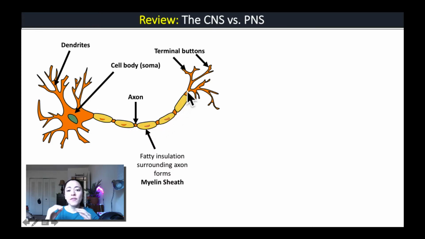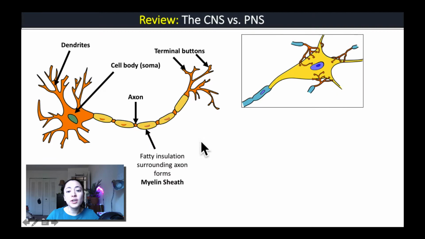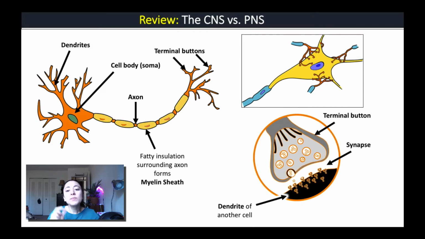Axons usually have fatty cells wrapped around them. These fatty cells form something called a myelin sheath that insulates the axon so that it can transmit a faster electrical signal. At the end of the axon are small knobs called terminal buttons. The terminal buttons release neurotransmitters onto the dendrites of other neurons, therefore passing the signal along. The little space between the terminal button of one neuron and the dendrite of another neuron is called a synapse.